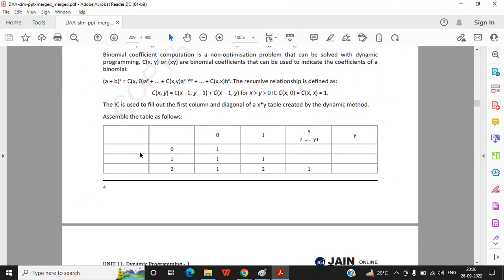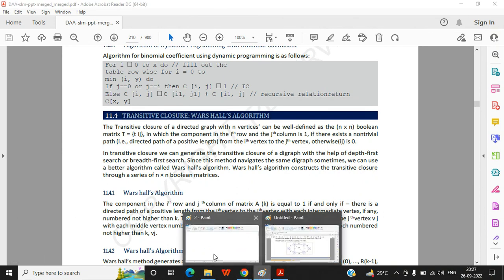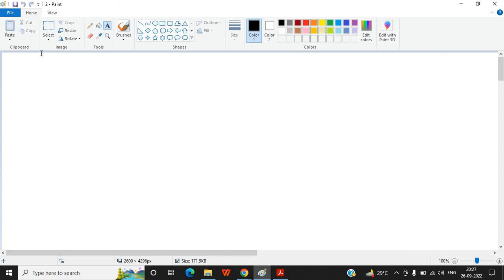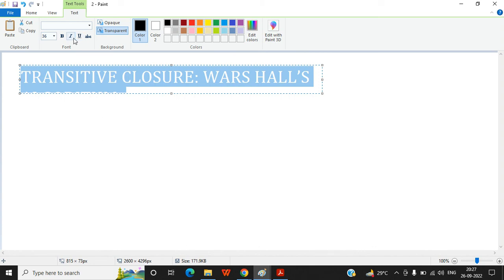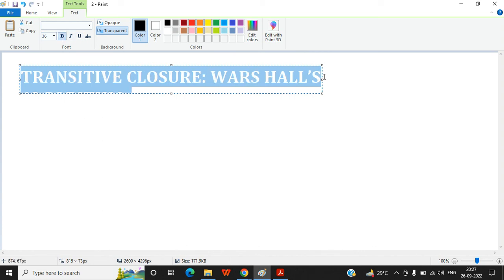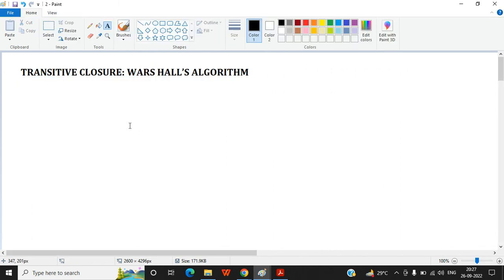Computing the binomial coefficient was there, and the transitive closure, the Warshall algorithm. Any one thing will come. In CA3 the Warshall algorithm was there, a few questions were there from the Warshall algorithm. The Warshall algorithm and the Floyd algorithm are two different algorithms.